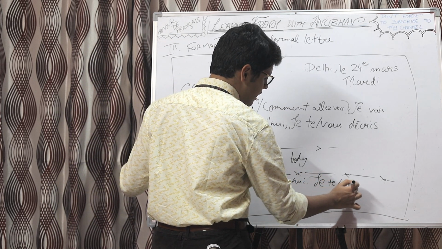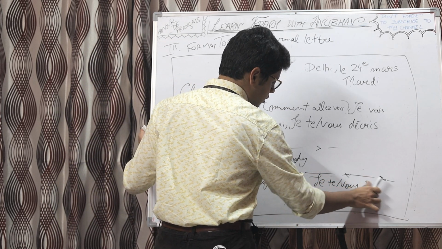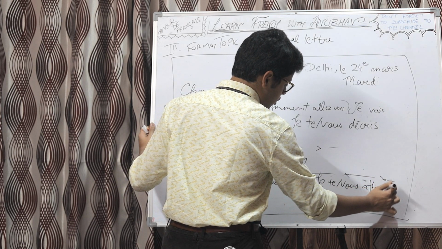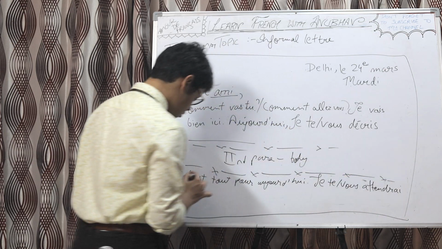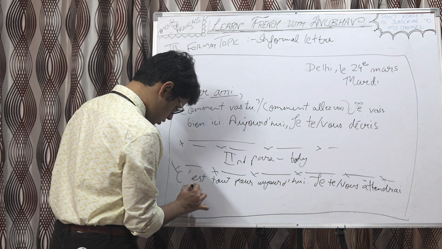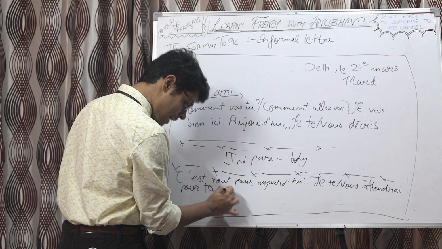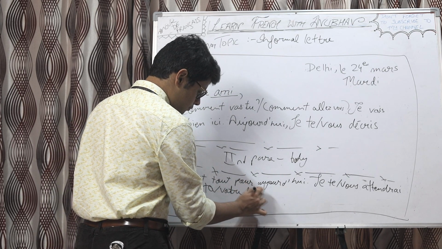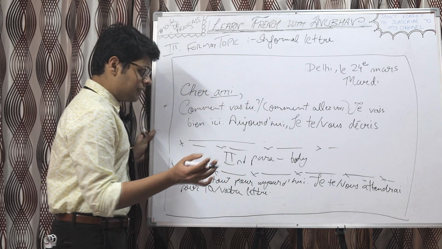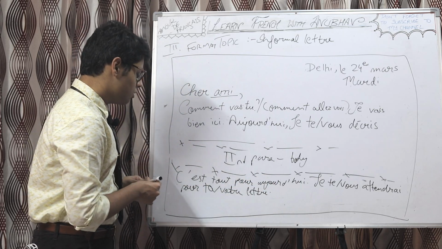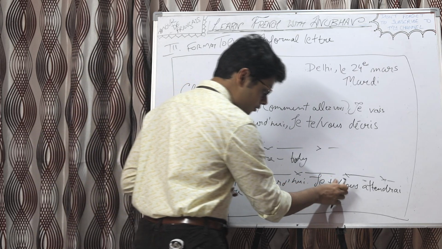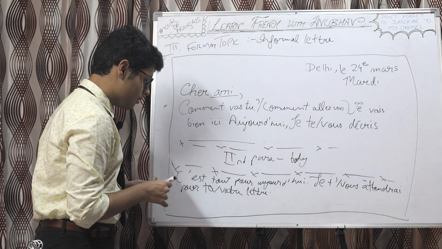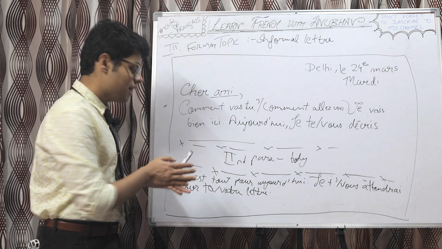Je, te, vous, again it depends. Attendez pour ta or votre, again it depends. Ta or votre lettre. C'est tout pour aujourd'hui. Je t'attendrai pour ta lettre. That's all for today. I'll be waiting for your letter.